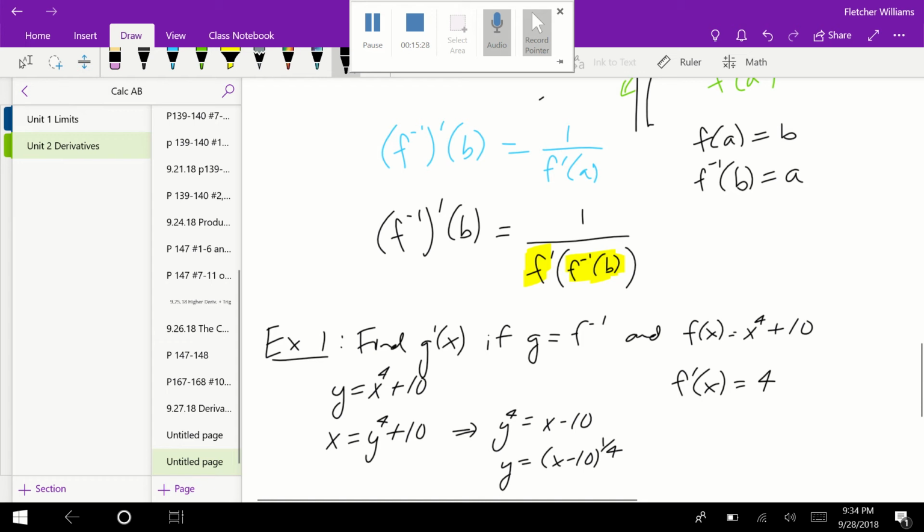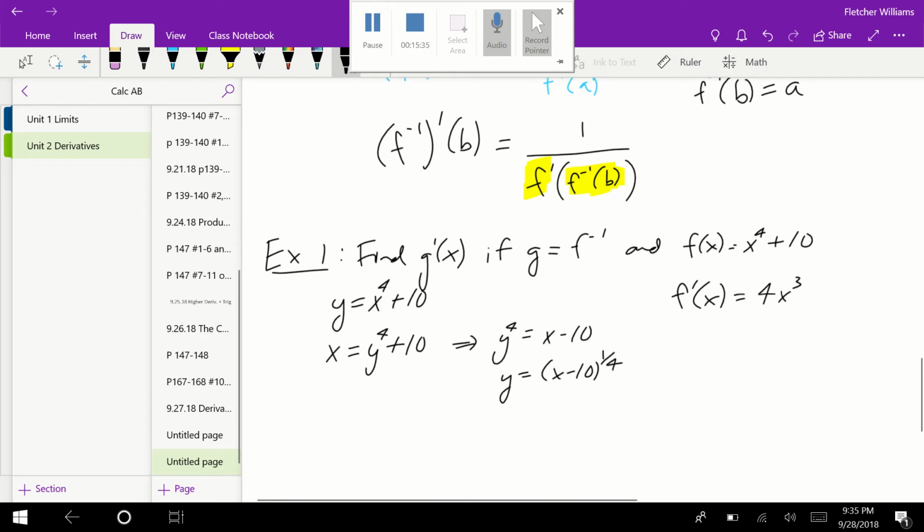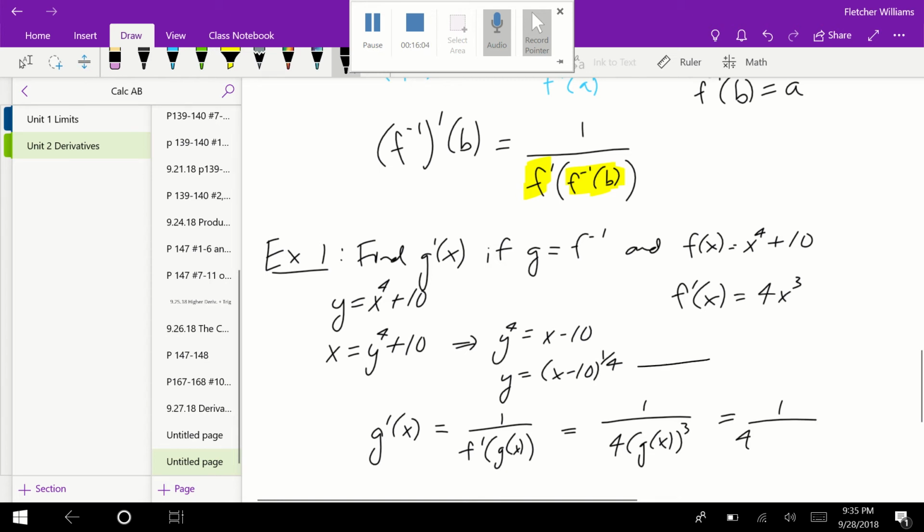F prime of x equals 4x cubed. Okay, so now we can go to our formula, which will be g prime of x is 1 over f prime of g of x. So 1 over f prime is 4x cubed, so 4 g of x cubed. And that means 1 over 4. Remember that this thing here is g of x. It's 1 over 4 x minus 10 to the 1/4.